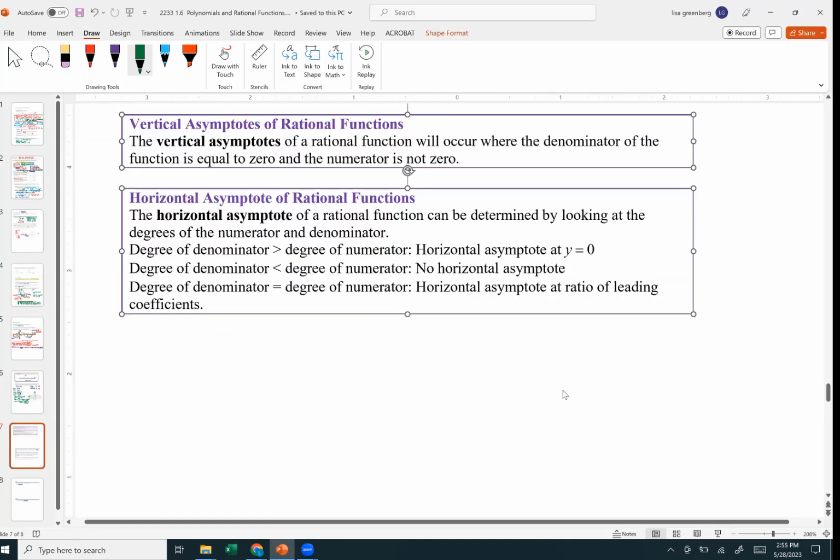All right. So vertical asymptotes of rational functions. We really talked about this already. It says the vertical asymptote of a rational function will occur where the denominator of the function is equal to 0 and the numerator is not. Basically, we factor, we cancel our factors, whatever's left in the denominator, we set equal to 0. That will give us our vertical asymptote.